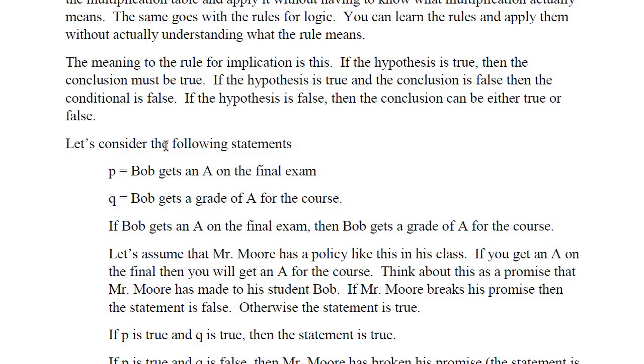So let's consider the following statements. P is Bob gets an A on the final exam. Q is Bob gets a grade of A for the course. So the statement, if Bob gets an A on the final exam, then Bob gets a grade of A for the course. So that's the if-then statement we're going to take a look at.